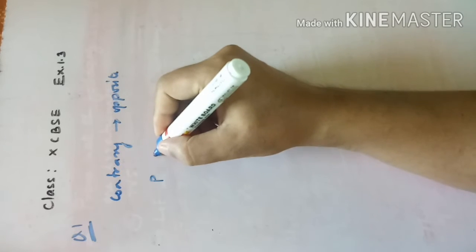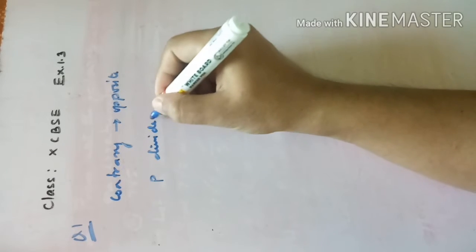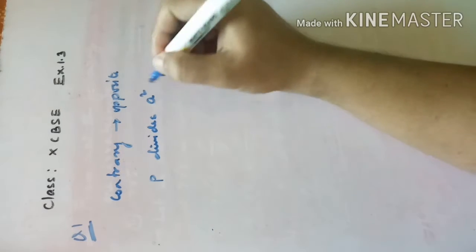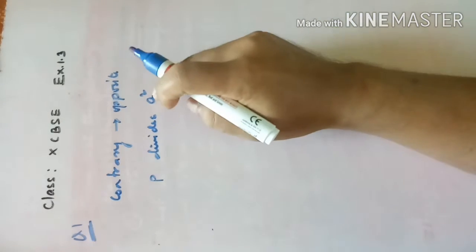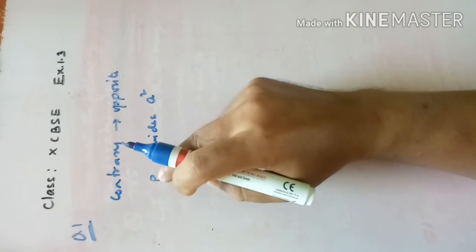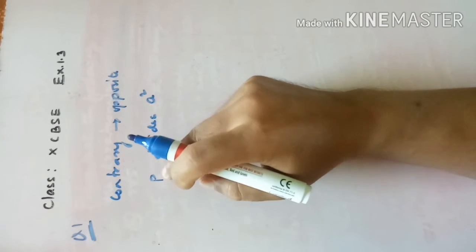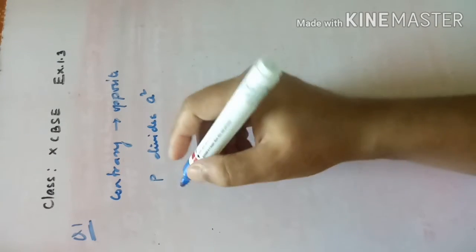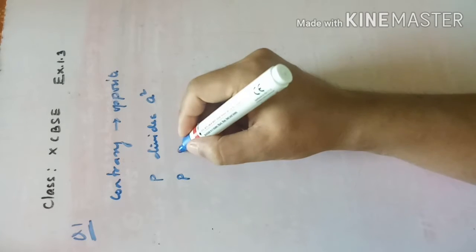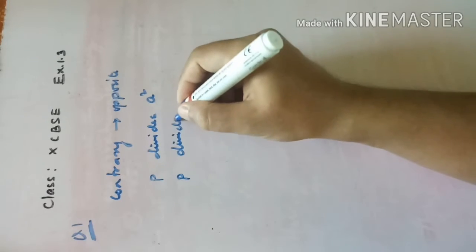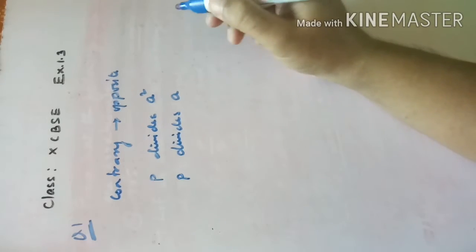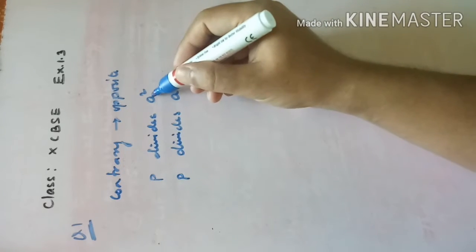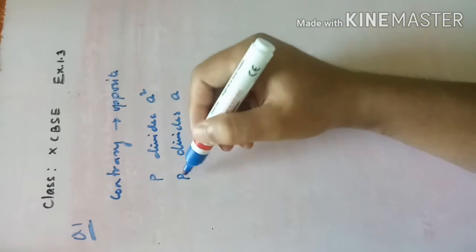The next thing you must know: if p is a prime number and this p divides a square, meaning a square is divisible by p, then what will happen? p will divide a also. If a square is divisible by p, then a also will be divisible by p.